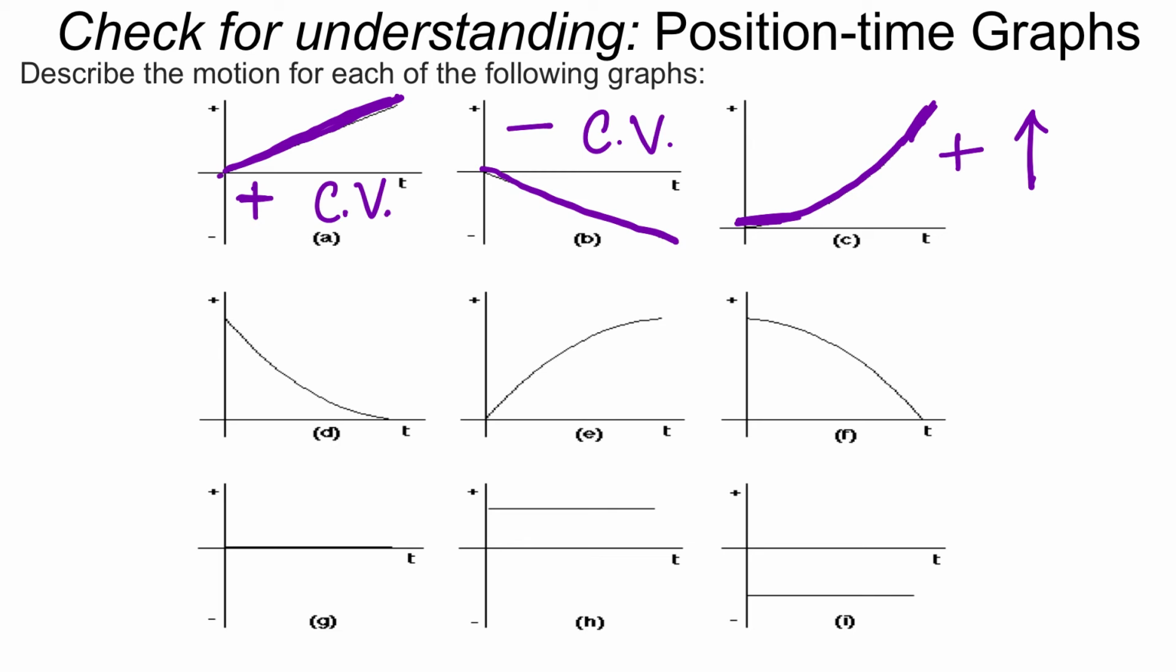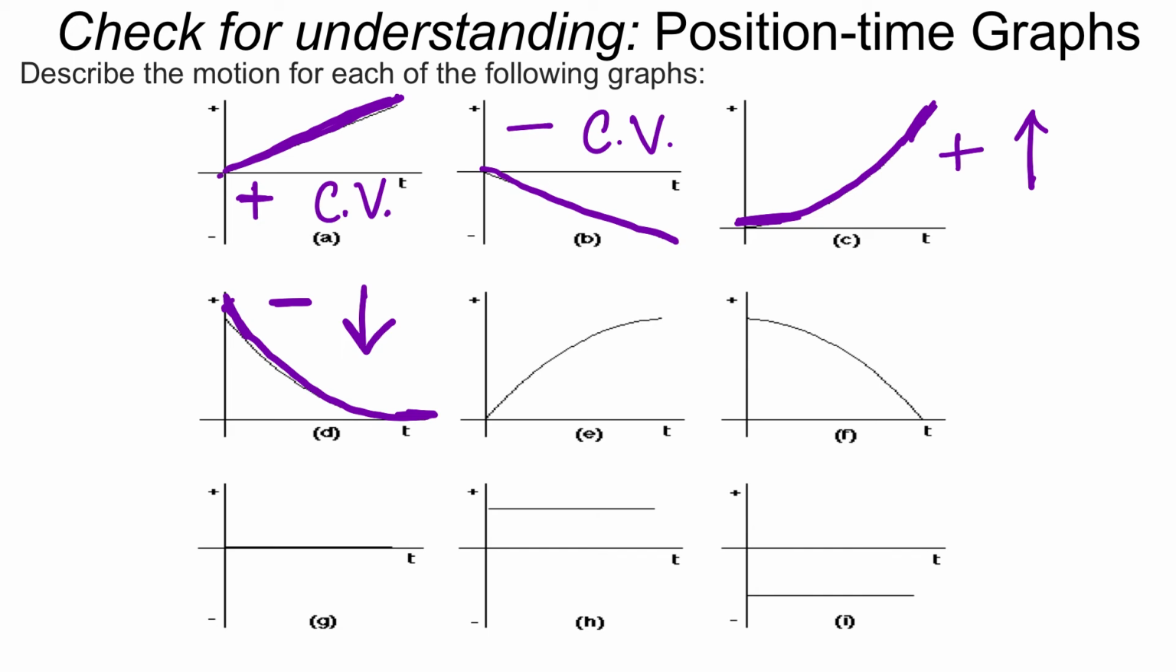Now for graph D, we have another curve. This time the curve's headed downwards. That's going to mean it's going to go in the negative direction. And then we're going to look at whether it's speeding up or slowing down. We want to look at how the steepness of the line changes. It's steeper in the beginning and flatter at the end. That would imply that this object is slowing down.